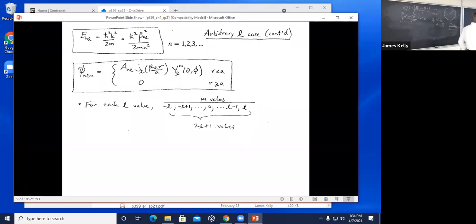Speaking of energy, notice that the formula for energy depends on N and L, but it doesn't depend on M. Well, that sounds a little bit funny because I do have an M in there. And I realized when I was preparing for class that unfortunately, the same thing's happening in Griffiths' book.